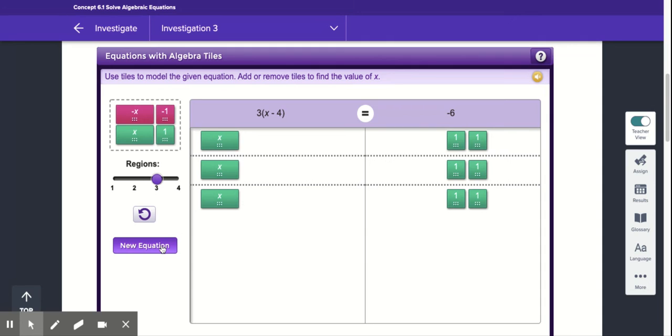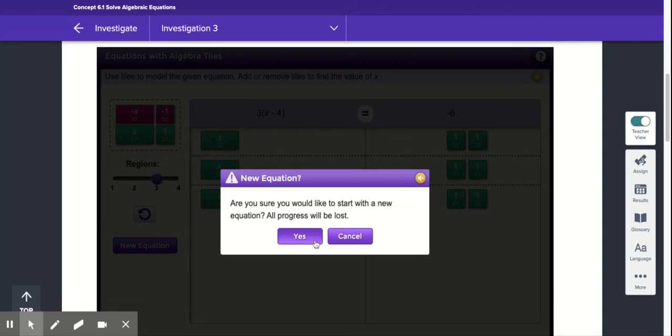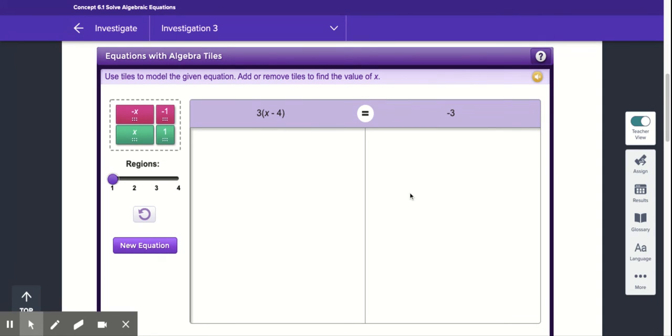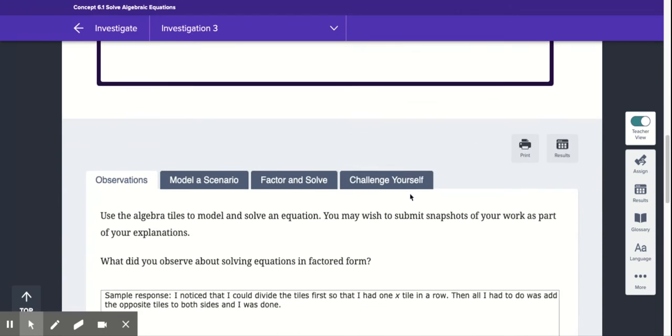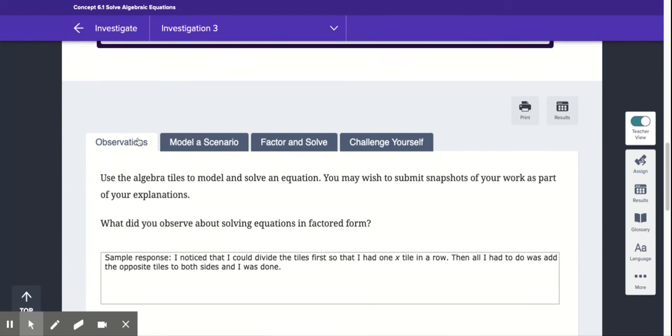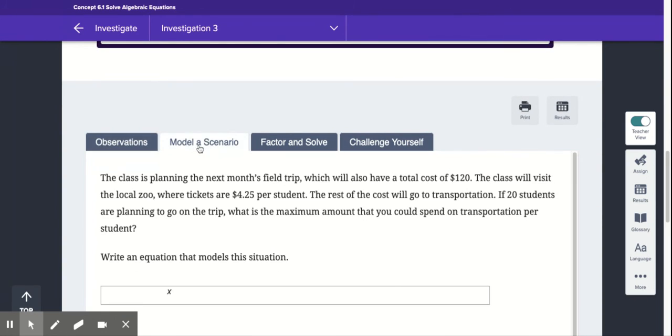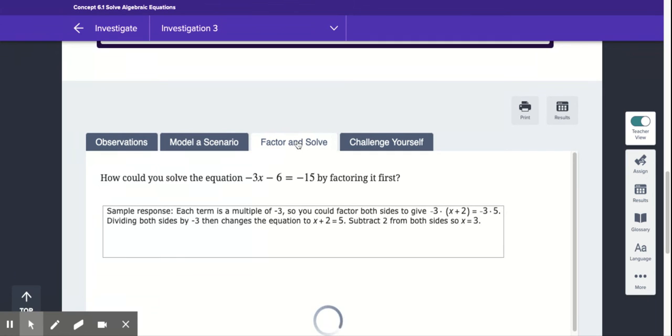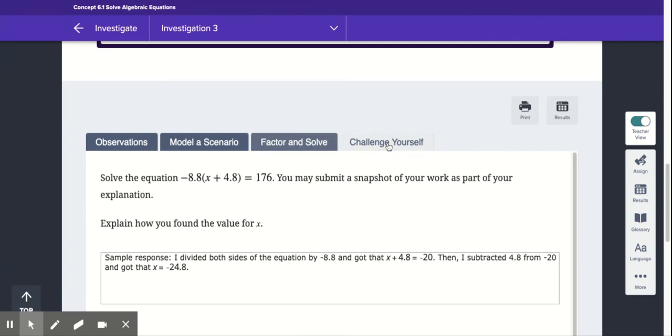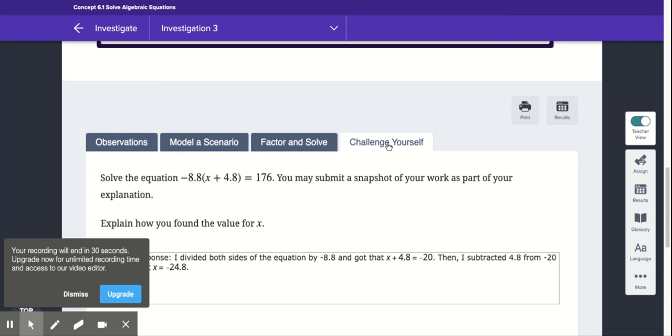So go ahead and make sure that you practice another one if you are confused about it. And make sure that you have answered the question on observations, model a scenario, factor and solve, and challenge yourself, okay? Please make sure that you know that you can use a calculator, so don't be afraid to do that.